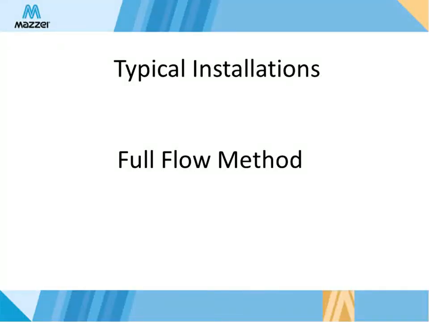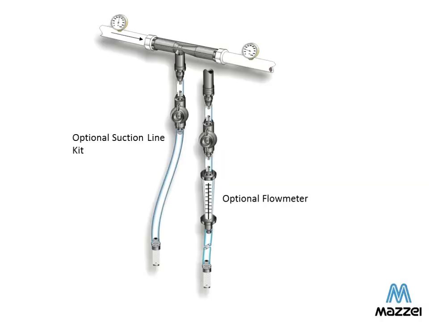Again, this is just an example of the full flow method, but we will not go into great detail. Just remember that the injector itself is being used here as the pressure and flow regulation. So the upstream side of the injector will see a higher pressure than the downstream side of the injector. The injector itself is acting as the regulator here.